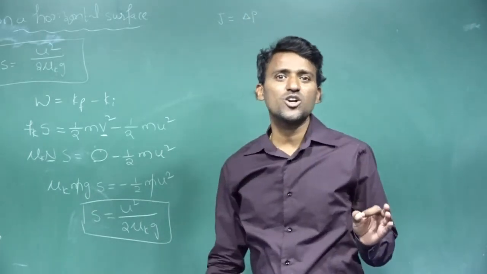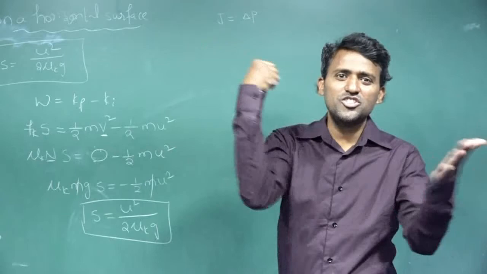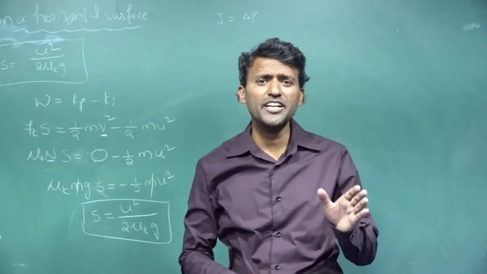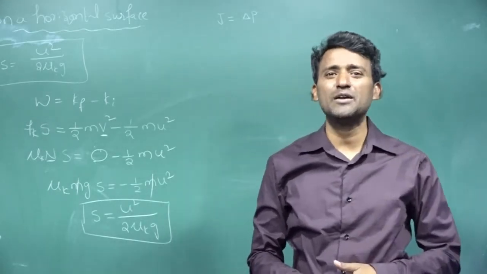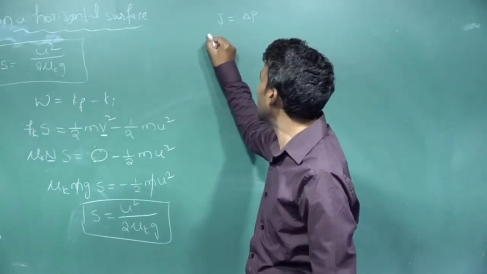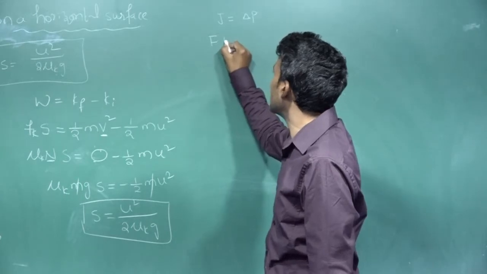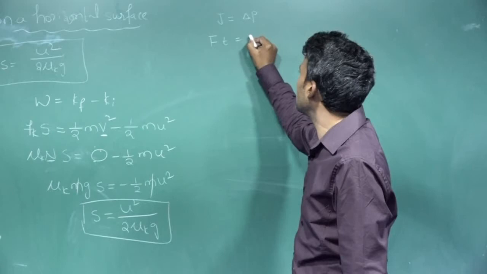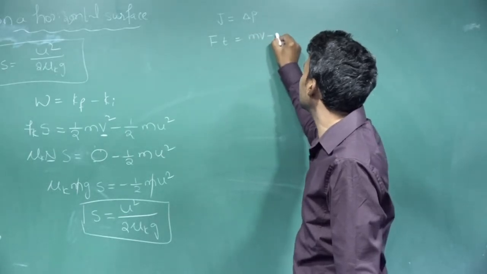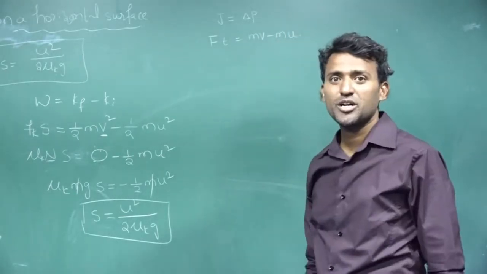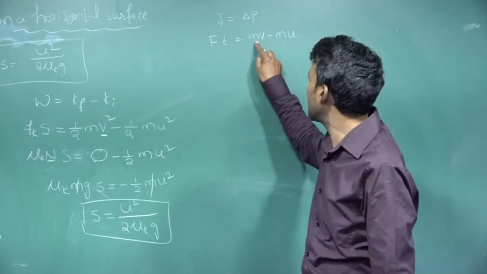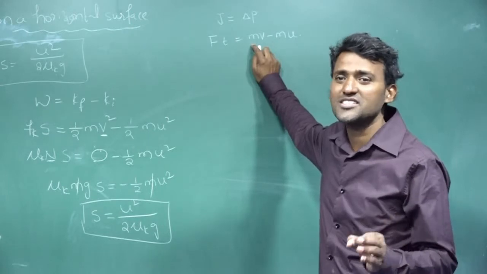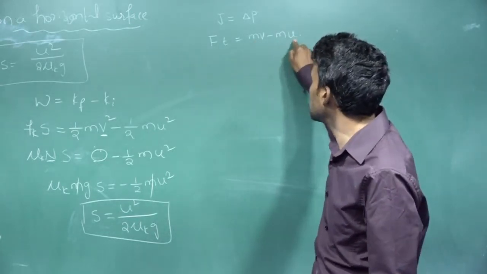What is impulse? A large amount of force applied in a short interval of time is called impulse. Impulse is equal to force into time interval, and change in momentum is equal to final momentum minus initial momentum. What is momentum? It is the product of mass and velocity. So final momentum minus initial momentum.